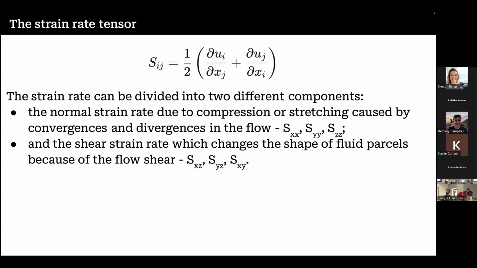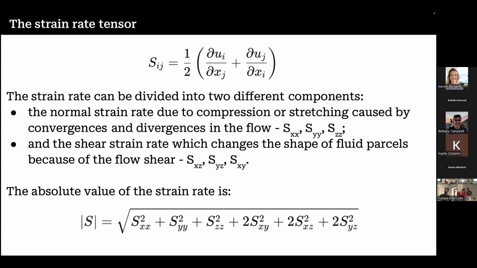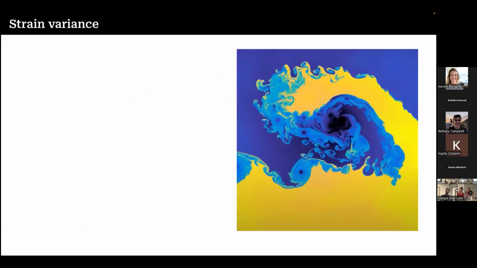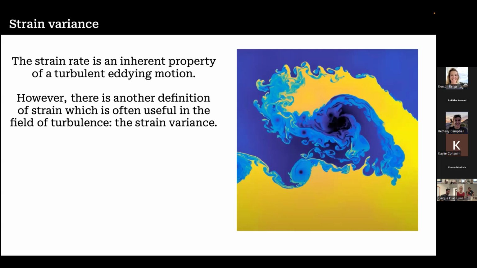So SXZ, SYZ, SXI. SXZ, for example, is going to be dW/dz. And then the total absolute value of the strain rate is going to be the square root of SXX squared, SYY squared, all of these terms together. So this is what we use to compute how much strain the flow field is going to have. Now, this is not the only definition of strain. It's really useful, but another definition of strain that's often used in turbulence is the strain variance.